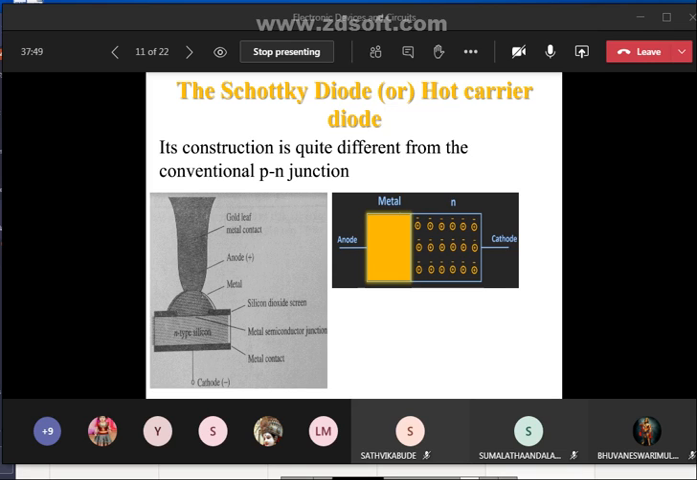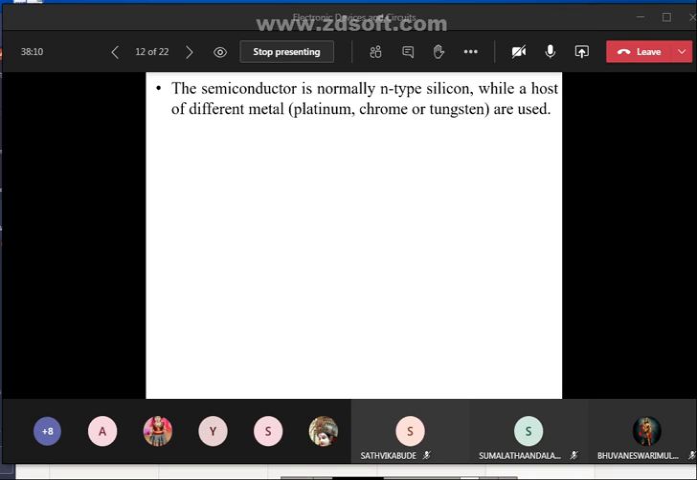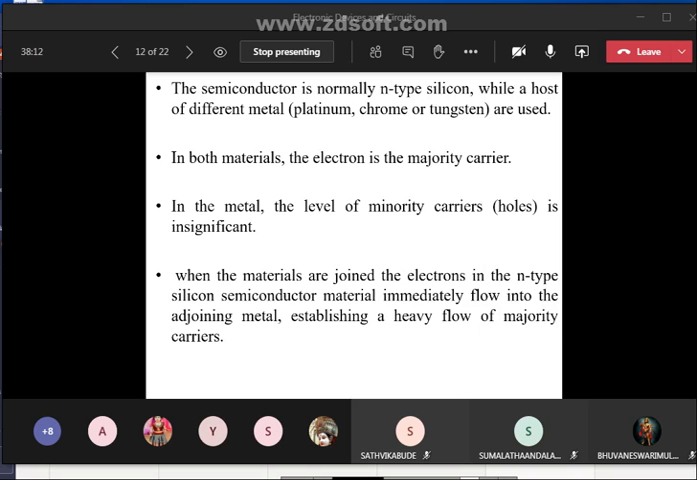Because of the large contact area between the metal and semiconductor, the forward resistance is low. See the symbol. Here in both the materials, the electrons are the majority carrier.